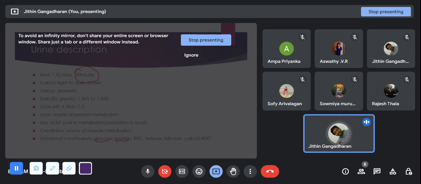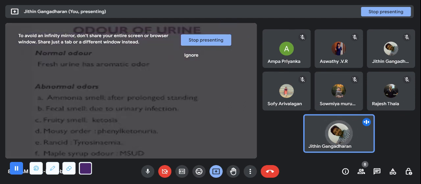Then when we check the protein, when there is an abnormal presence of protein in the urine, we can see that there is a pyelonephritis or a glomerulonephritis. Why is RBC present in the urine? Because again the kidney has been damaged. Ketones, bilirubin, calculi, WBCs: all these are abnormal constituents. They should not be there. Normally, they should not be in the urine. If even one of these is present in the urine, you can understand there is an abnormality, and you have to check for that.